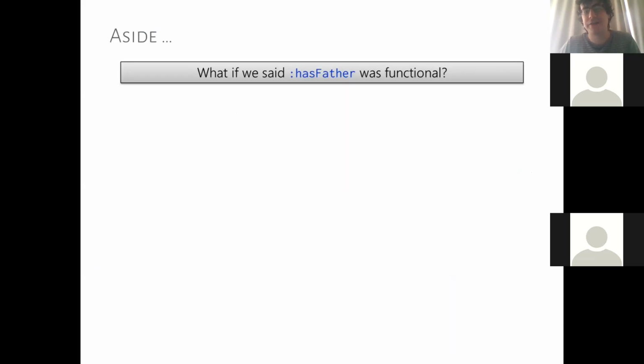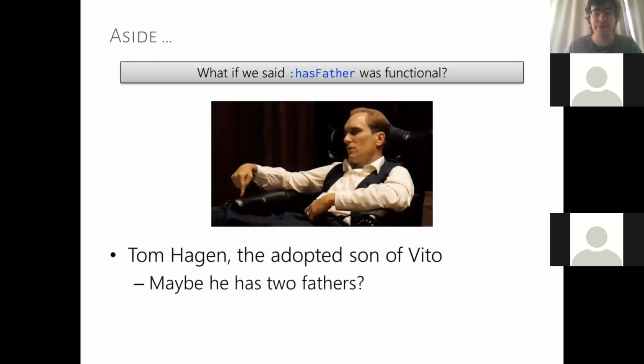So why not say has father was functional? Again, there are certain exceptional cases, of course. For example, Tom Hagen is the adopted son of Vito, so we could quite reasonably say that he has two fathers. And of course, there could be gay couples who have adopted children and so forth. So when we define our ontologies, we have to be careful not to limit their possible use.